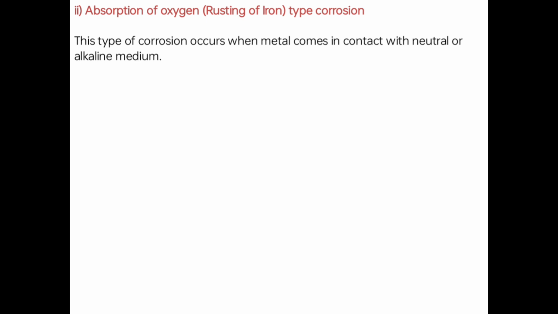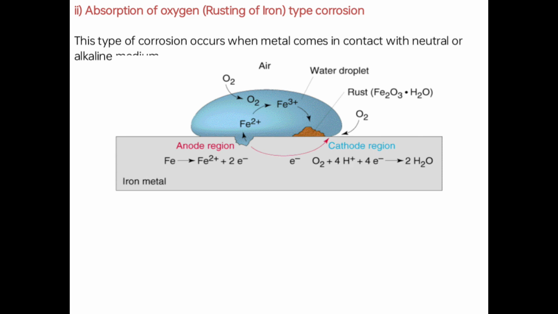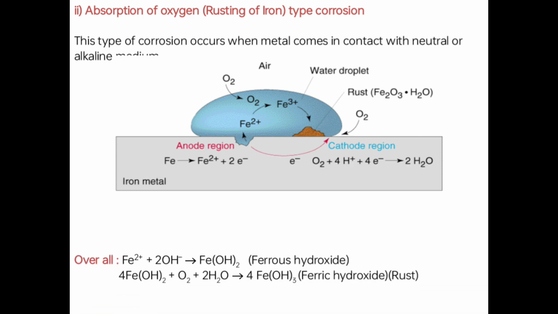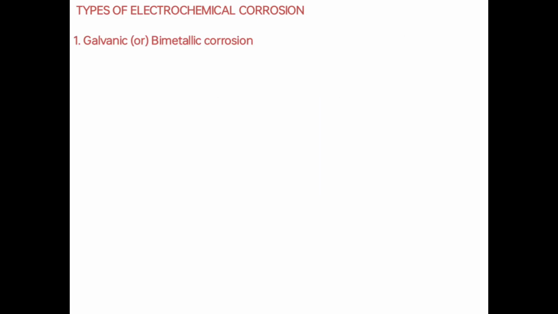Absorption of oxygen, rusting of iron. This type of corrosion occurs when a metal comes in contact with a neutral or alkaline medium. This is a diagram of the absorption of oxygen. Anode reaction: Fe gives Fe2 plus 2e minus. Cathode reaction: O2 plus 4H plus 4e minus gives 2H2O. Overall reaction: ferrous reacts with hydroxyl to give ferrous hydroxide, and ferrous hydroxide reacts with oxygen and water to give ferric hydroxide, rust.